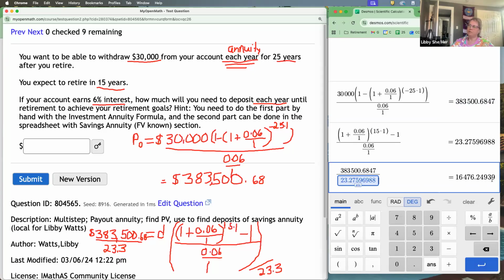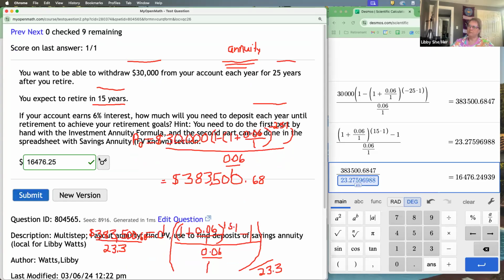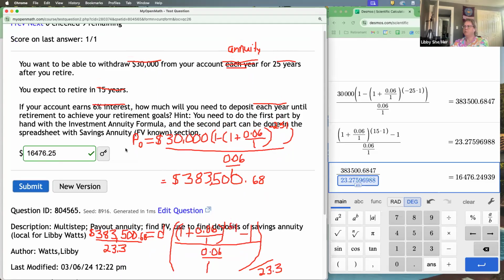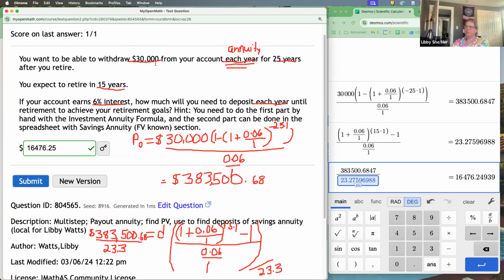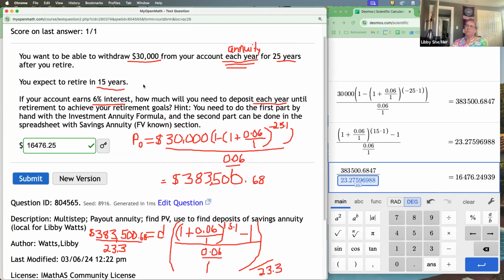Now I can round that and I have my answer. The deposits are going to have to be $16,476.25 every year for 15 years in order to reach that goal of having $30,000 withdrawn every year for 25 years.